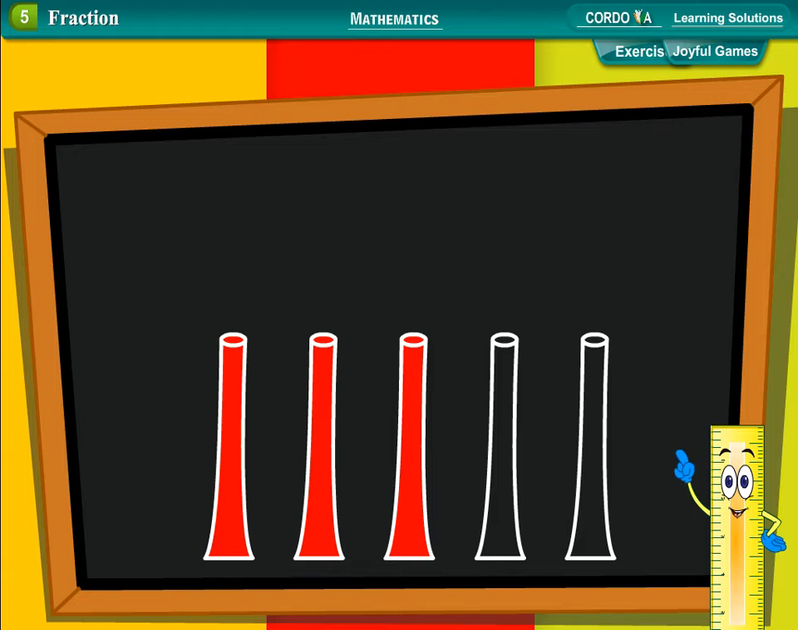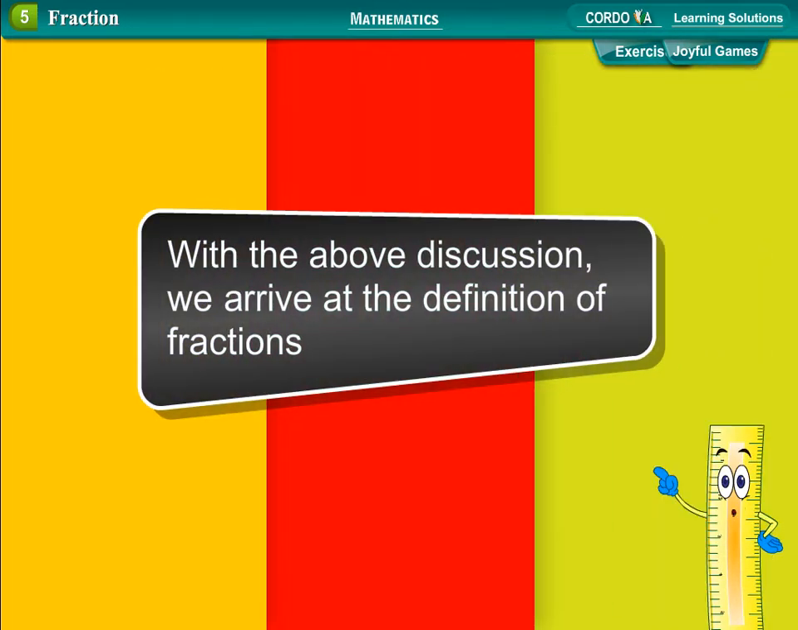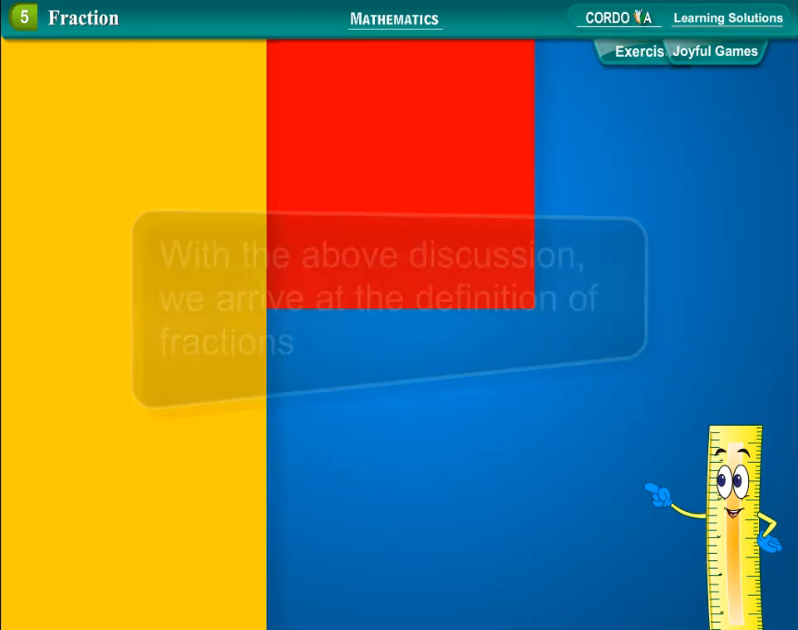In figure 4, there are 5 pillars. 3 pillars out of 5, 3/5 are coloured. Mathematically, 3/5 are coloured. With the above discussion, we arrive at the definition of fractions.